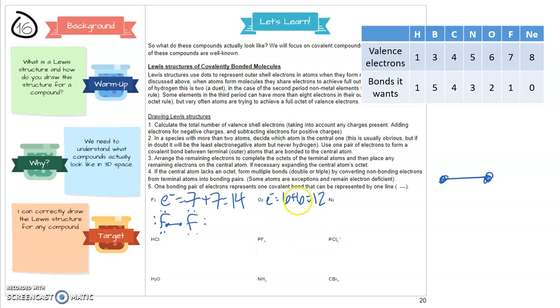There's 2 oxygens, so 6 plus 6, I get 12. I don't have to decide what goes in the middle because there's only 2 things. We'll practice that in a minute when you have to. The next thing I do is think about how many bonds each oxygen wants. Well, each oxygen wants 2 from this table. That means we're going to have 2 lines between the oxygens because they're sharing a double bond.